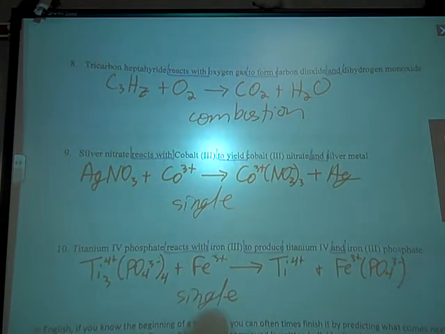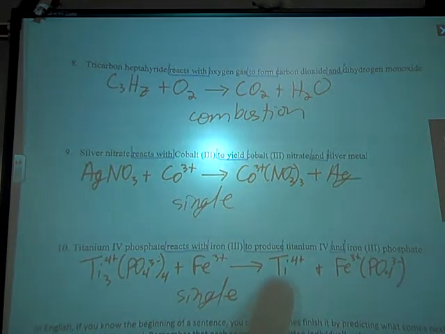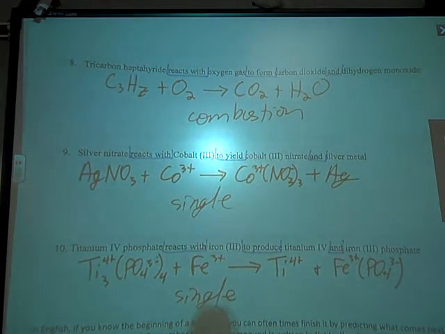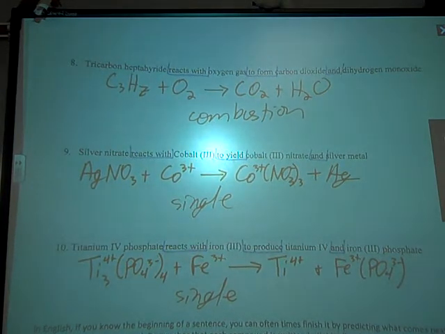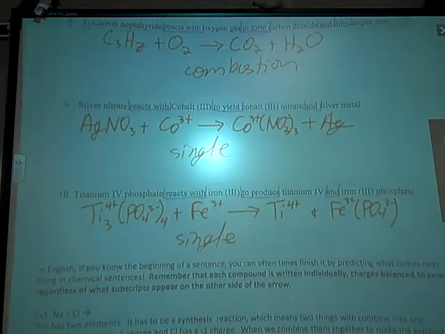Okay, same thing down here. I have a compound plus an element, yields an element and another compound. That makes it a single replacement. Hopefully, again, this is starting to make a bit more sense. There should be enough time for at least one more section, so I will continue onwards in this video.